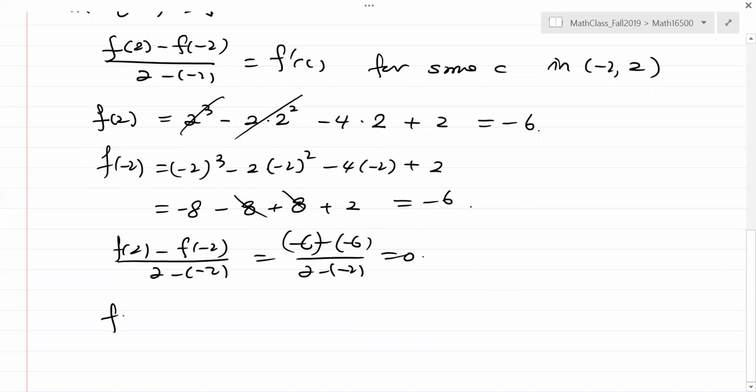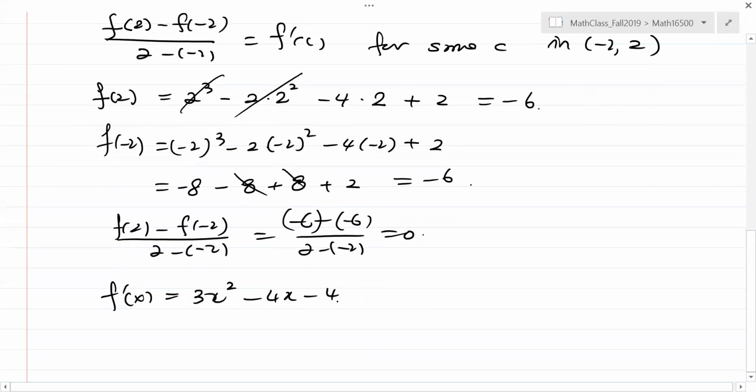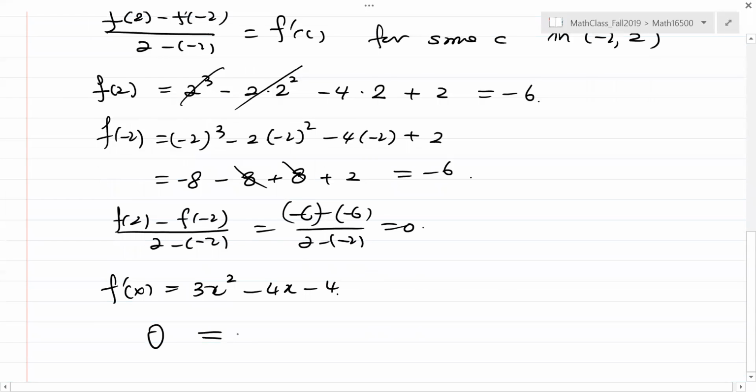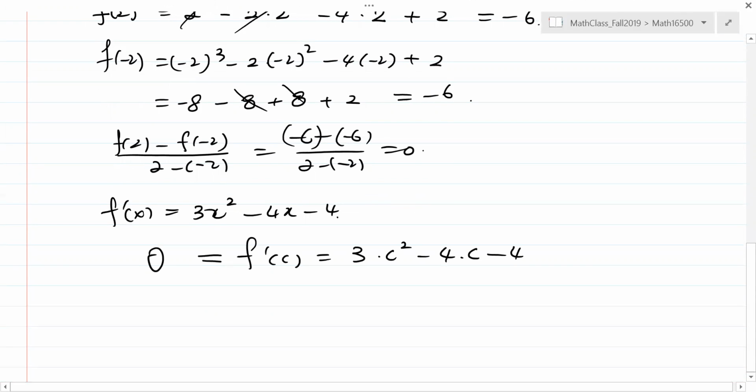So we have to find the derivative. So the derivative function is 3x squared minus 4x minus 4. So the theorem says that 0 should be equal to f prime c, which is 3c squared minus 4c minus 4, okay? So in other words, you have to find a c such that this holds, okay? How can I find this?